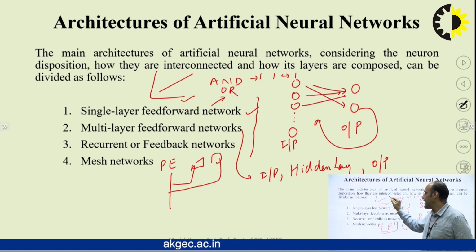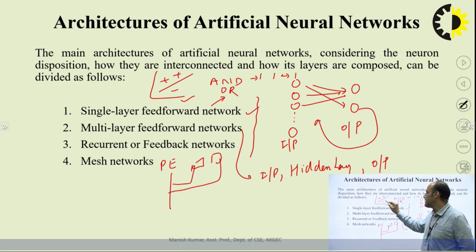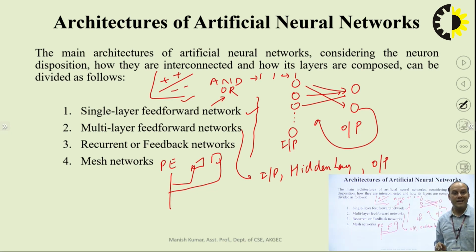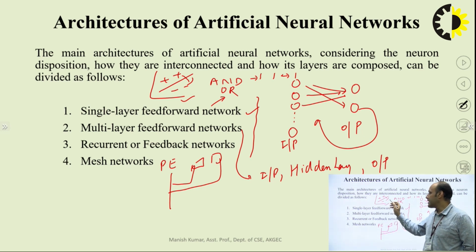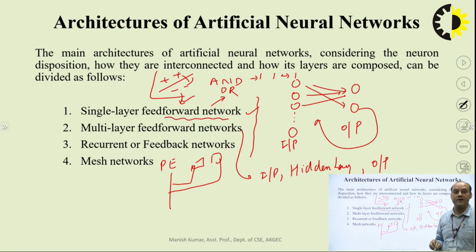For example, we have a set of positive examples and a set of negative examples. We can easily linearly separate those examples, with positive examples on one side and negative examples on this side, so we can easily differentiate between them. When the problem is linearly separable, positive and negative, this type of problem can be solved using a single layer feed forward network.